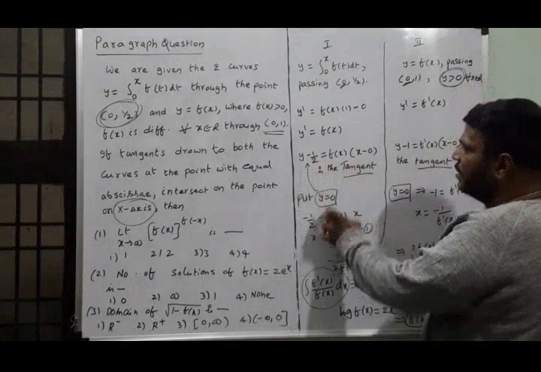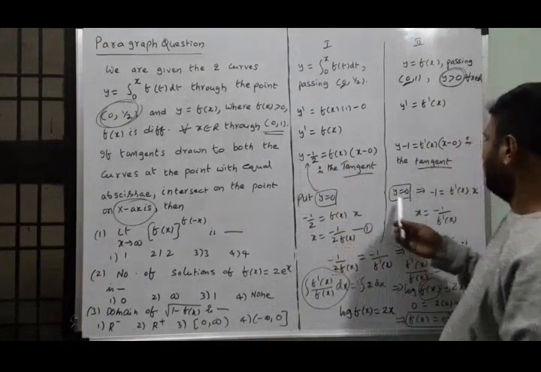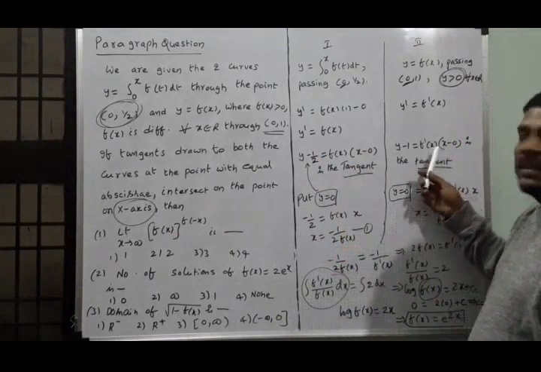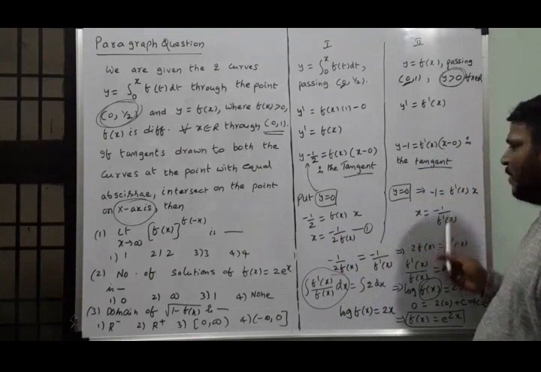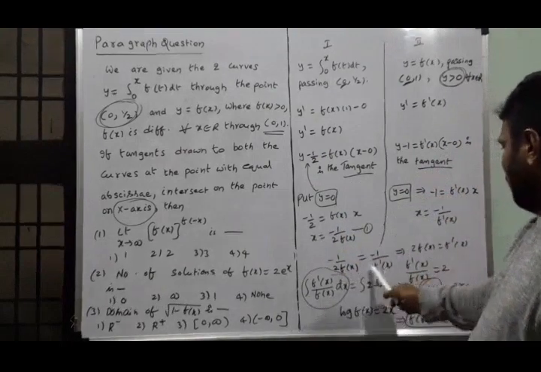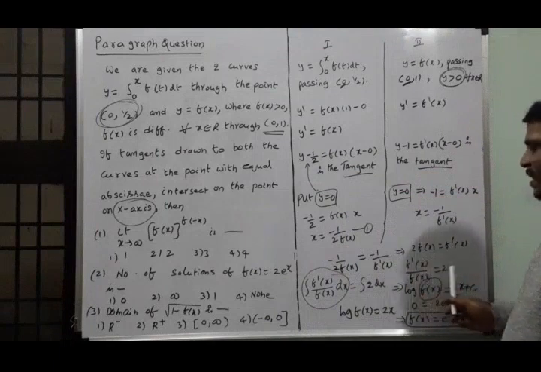So minus 1 by 2 is equal to f of x into x. Then x is equal to minus 1 by 2 into f of x. Substitute y is equal to 0 in the second tangent. You will get x is equal to minus 1 by f dash x. Now equate these two. You will get 2 into f of x is equal to f dash x. F dash x by f of x is 2.